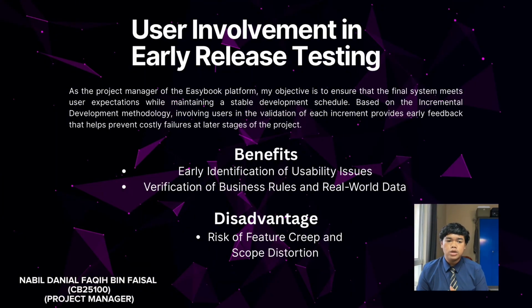The point number 2, checking business rules and real-world data. Early user feedback helps verify rules like boarding procedures or peak hour pricing. For example, if a bus operator notices that seat availability isn't showing correctly, we can fix the database logic in increment 1. This prevents errors from affecting later stages like payment or ticketing issues.